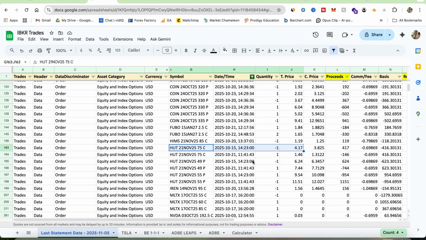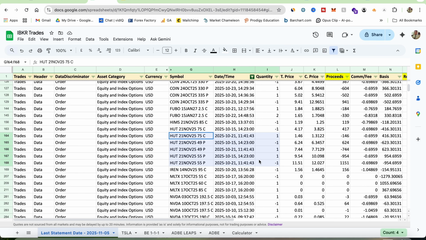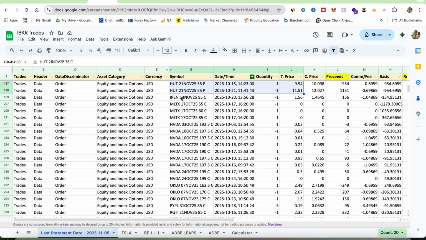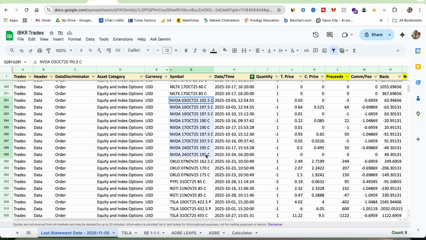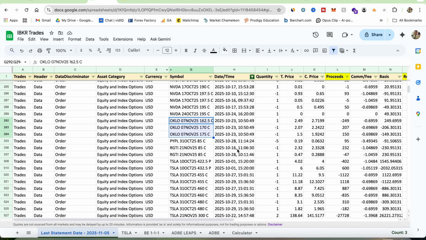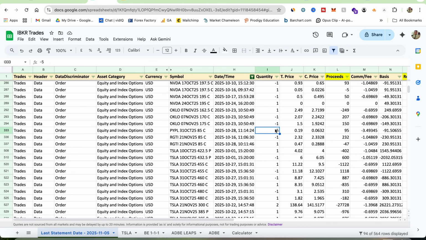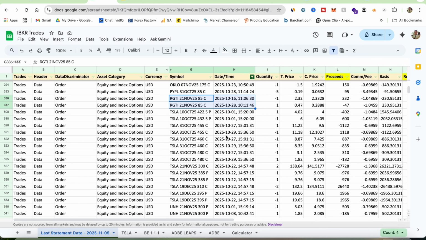I started a position out trading on HIMS. Again, HUT's been quite volatile as well. IREN's been volatile. MLTX is again another 111 trade. Nvidia, I've been selling calls against my 100 shares that I've got. Oklo, again, another 111 trade. PayPal, again, selling calls against my 500 shares that I've got, generating some income there. RGTI, again, just selling standard calls there.